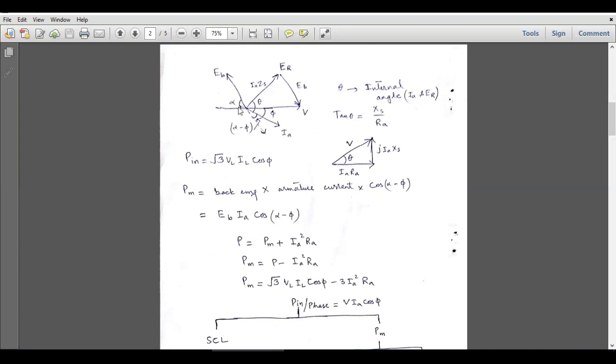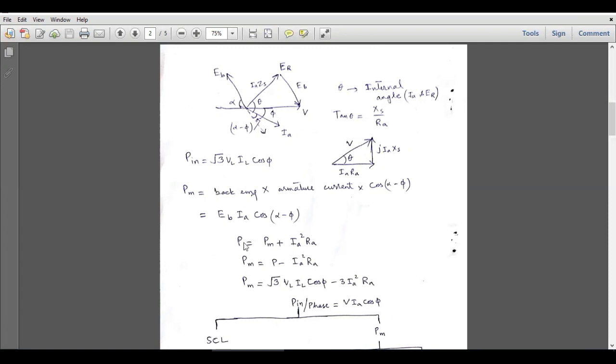Now if this angle is alpha, then this angle will also be equal to alpha. This is the angle between V and EB, and here we have EB over here. This is V. So the total angle between EB and V will be alpha. So the angle between IA and EB will be equal to alpha minus phi. So we have to subtract this phi from this whole angle alpha, and then we will get this angle which is alpha minus phi. So this is the expression for the mechanical power, and it is equal to EB IA cos of alpha minus phi.